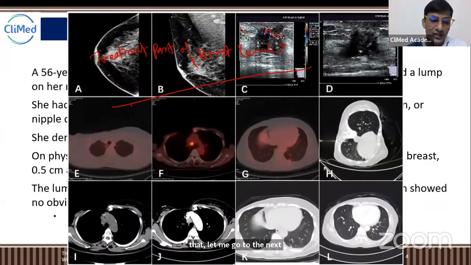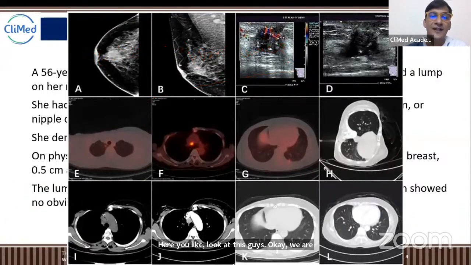Here, look at this, guys. We are talking about this case. This is the breast, the right breast. This is the nipple here. You can easily see, 0.5 centimeter to the above part. Look at this part, guys. The mammogram is showing it. See, it is very important to look carefully.